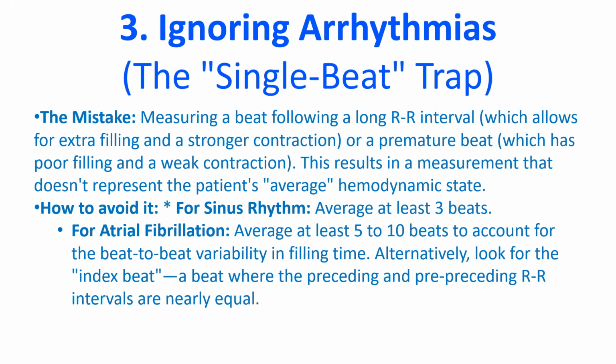How to avoid it? For sinus rhythm, average at least 3 beats. For atrial fibrillation, average at least 5 to 10 beats to account for the beat-to-beat variability in filling time. Alternatively, look for the index beat, a beat where the preceding and pre-preceding RR intervals are nearly equal.